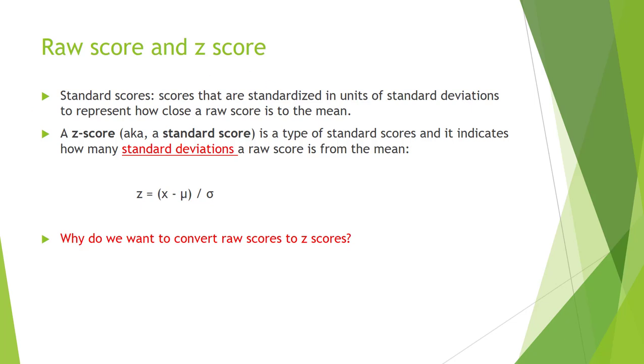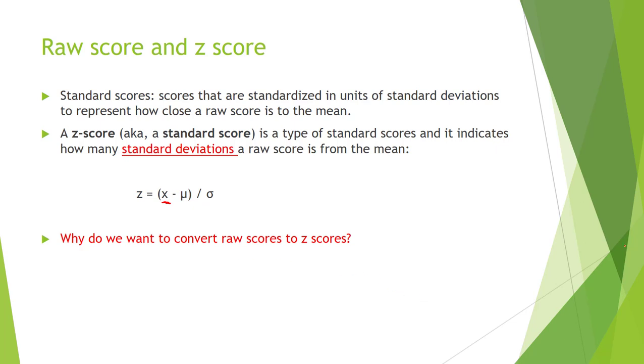To be exact, a z-score is a type of standard score, and it indicates how many standard deviations a raw score is away from the mean. So this is the formula for calculating a z-score. X here is your raw score. You use your raw score minus mu, which is the mean, divided by the standard deviation.